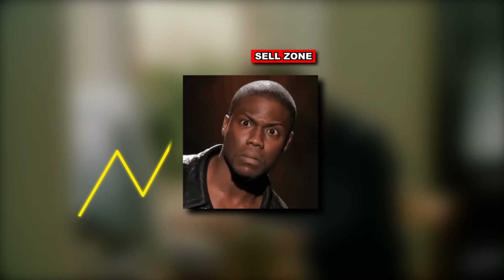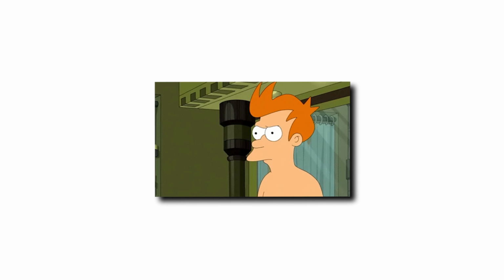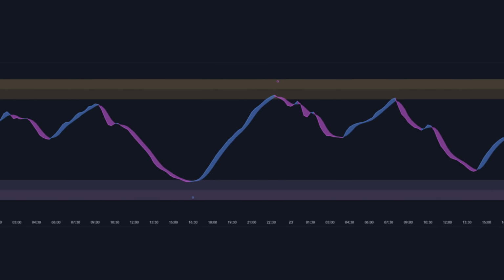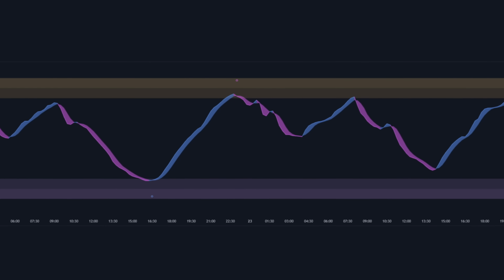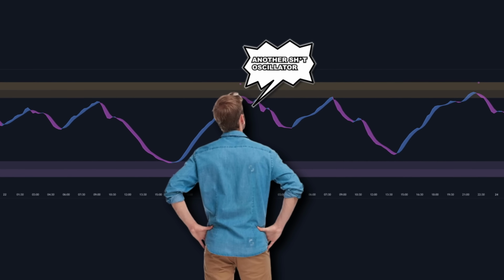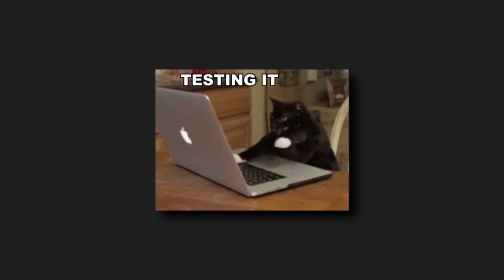But while I was doing this, I stumbled upon an oscillator that claimed it could pinpoint exact reversal points with surgical precision. Just like you probably are right now, I was skeptical. I added the indicator to my chart and saw all these colorful lines and signals. When I first saw it, I thought to myself, great, another oscillator that's probably just going to give me more false signals. But then I started testing it, and something remarkable happened.